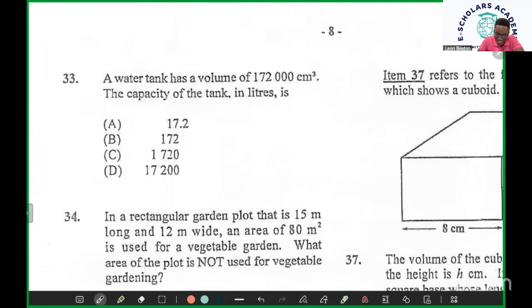All right, so we just have to divide this here, 172,000 by 1,000. So these zeros will go, so we have 172, which is B.